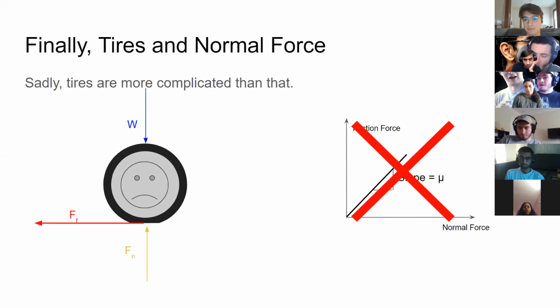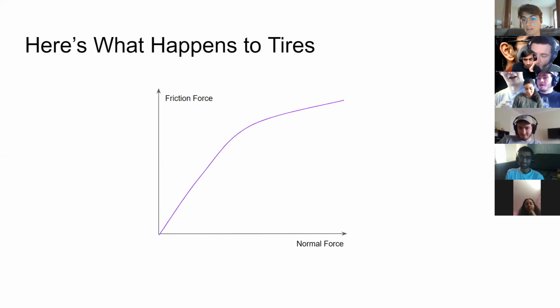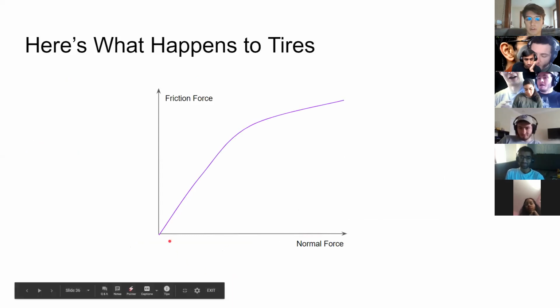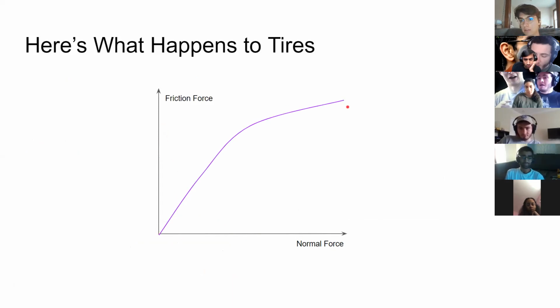Here's a little sad tire, sadly not linear. What it actually looks like is something more like this, where as we increase our normal force, our friction force will increase, but at a decreasing rate. So it's some sort of concave down polynomial, where as we're increasing this normal force, we are gaining more friction force, but again, like I said, at a decreasing rate.